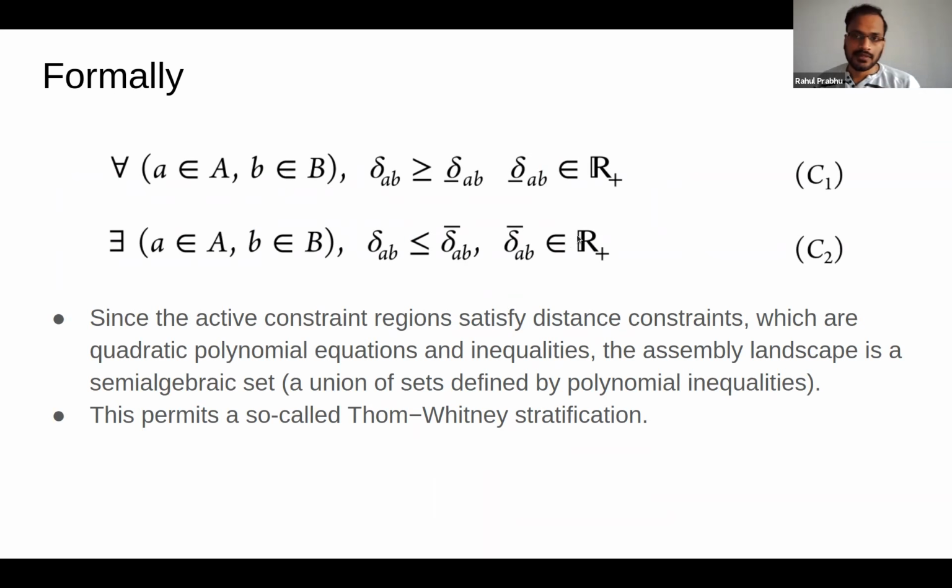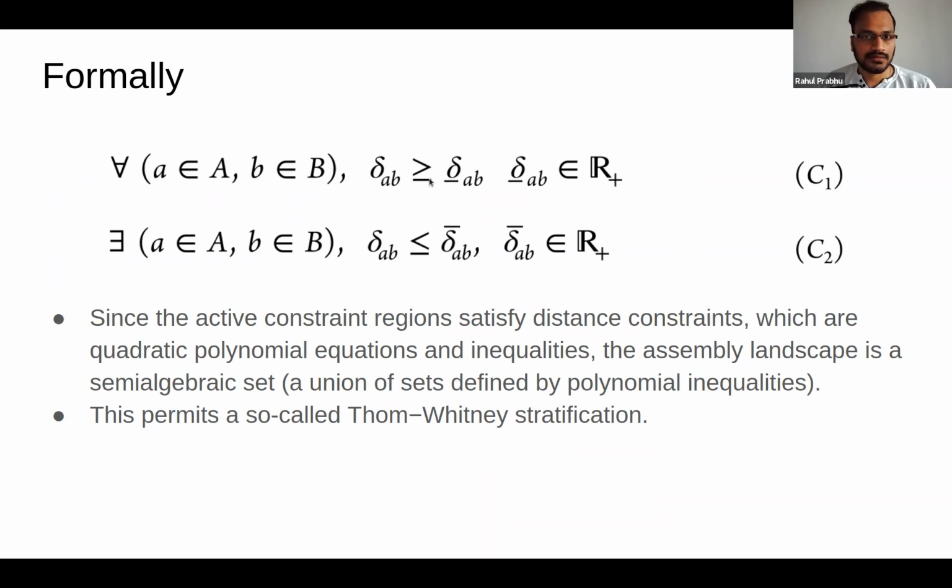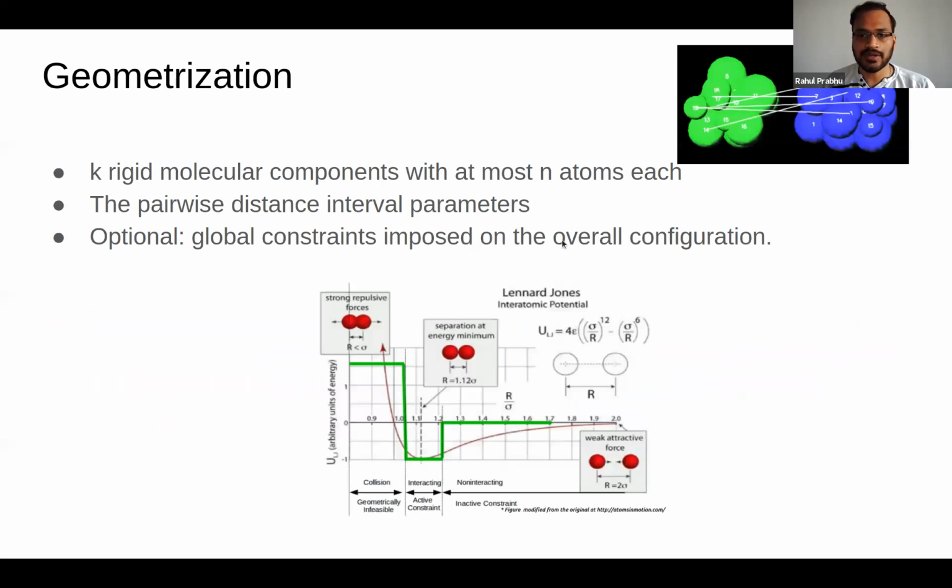So what we do is that we treat the atoms in each molecule as points, and then we say that we want all pairs of atoms, one from each point set, to be at a distance at least delta AB from each other. This is to prevent them from colliding with each other. So no molecules should get too close.